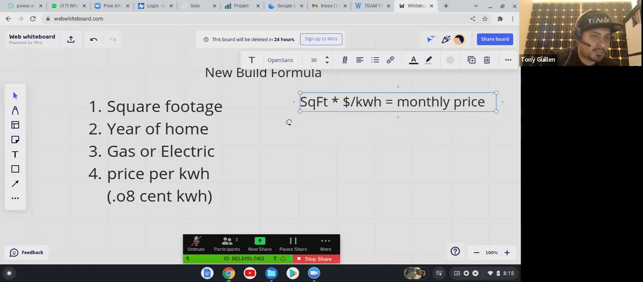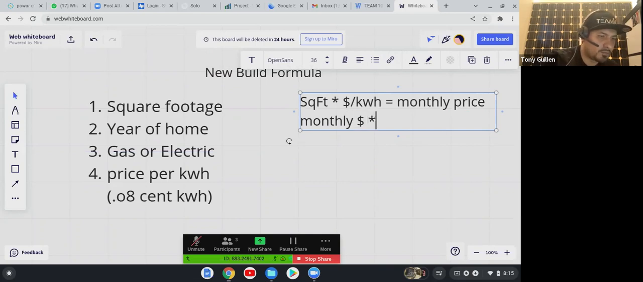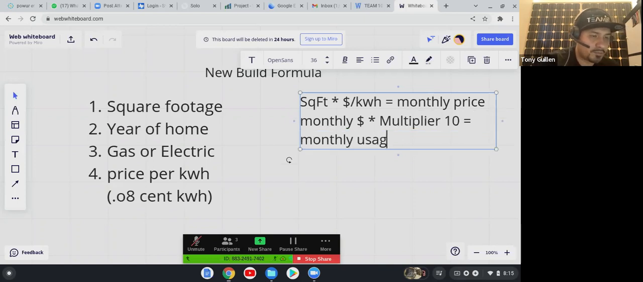So that'll be the monthly price. Then we're going to take the monthly price and multiply it by, this is a 10 multiplier. So we just call it a multiplier of 10. And this is going to equal our usage. This is going to be monthly usage.